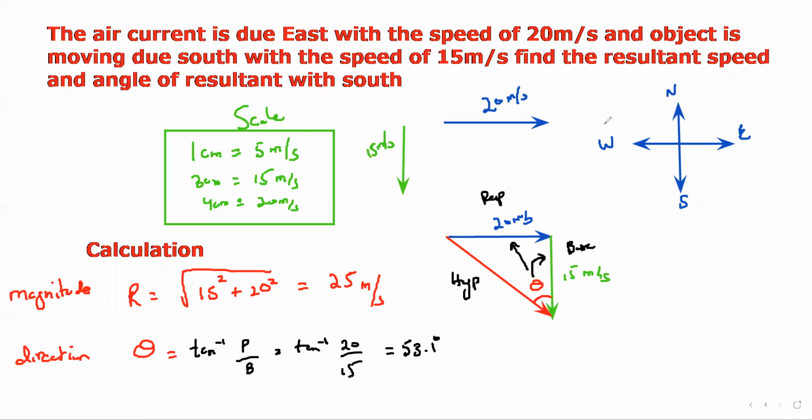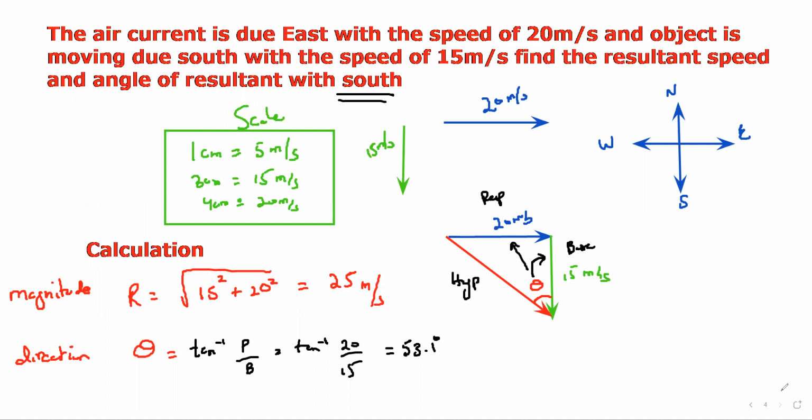As you can see, east is always towards the right, west is towards the left, north is up, and south is down. Because the question is to find the angle of the resultant with south, and south is exactly vertical, that's why we are finding this angle. So in a compass, east is right, west is left, north is up, and south is down. This is the calculation method.